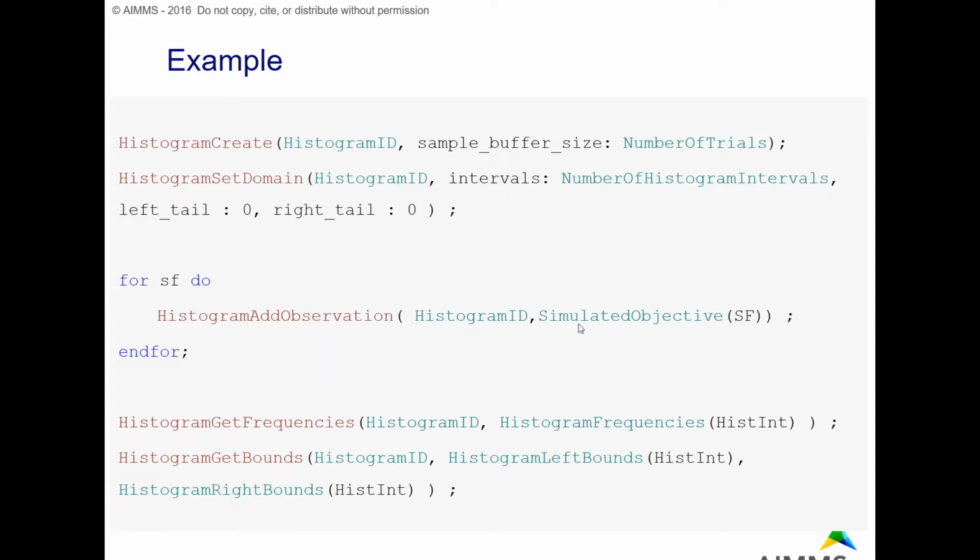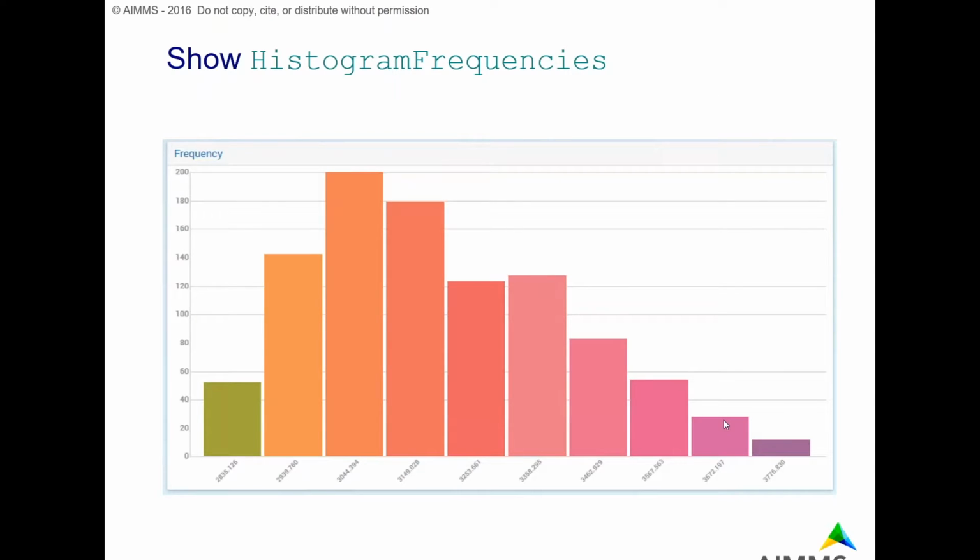And then all the simulated objective results we add to this histogram by add observation. After that, we use the get frequencies function to calculate, for each interval, how many results fall into it. We also get the bounds for each interval, the left bound and the right bound. After that, we just display this histogram's frequencies in the AIMMS bar chart in AIMMS WebUI. So this is the result, as we already saw.